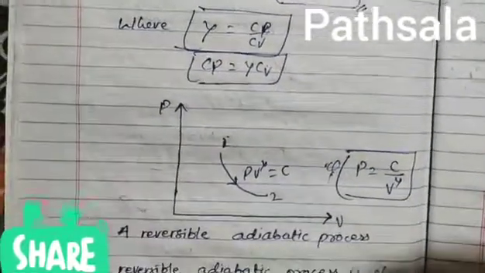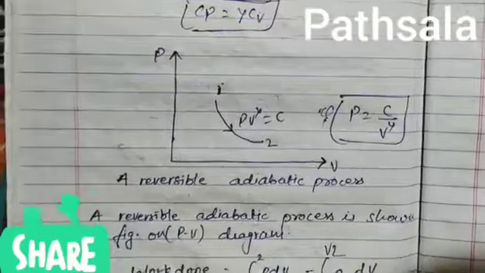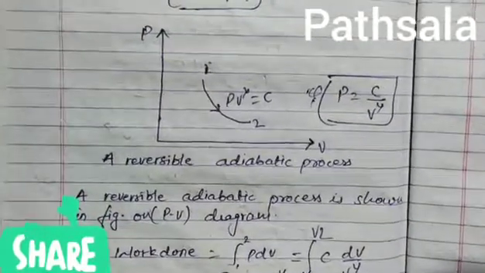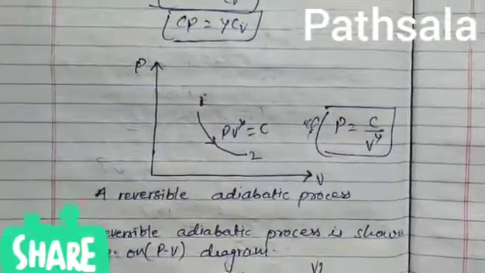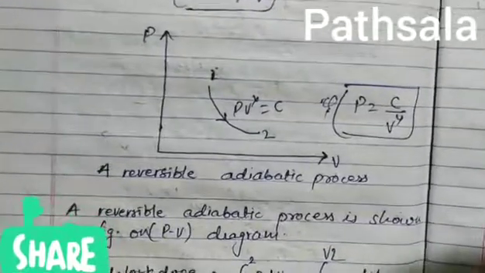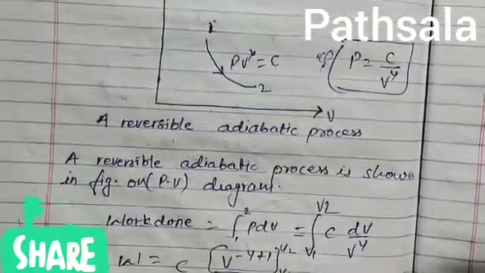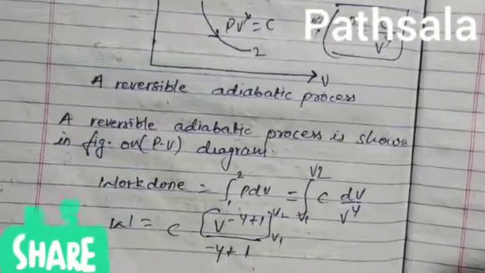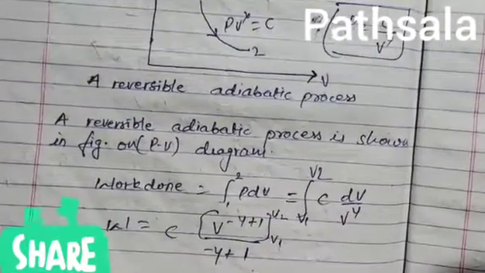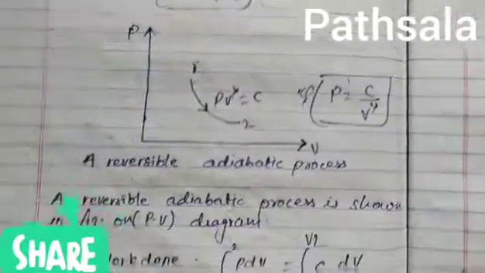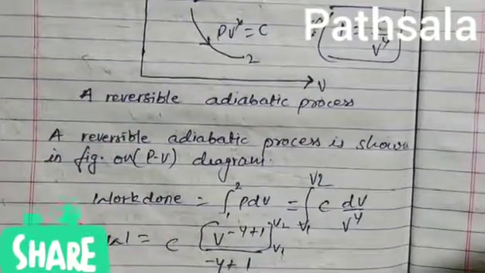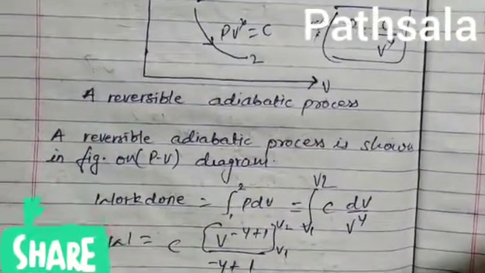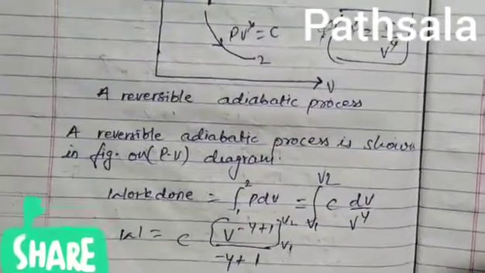You can see this in PV diagrams, the reversible adiabatic process, P is equal to C upon V to the power gamma. Now we proceed. The reversible adiabatic process is shown in the figures. You can see this in these figures. Now we find the work done. Work done is equal to the integration of PdV.